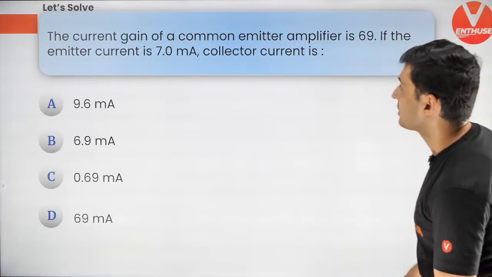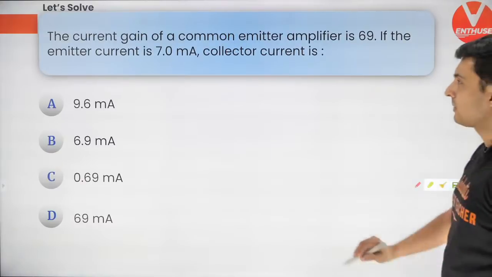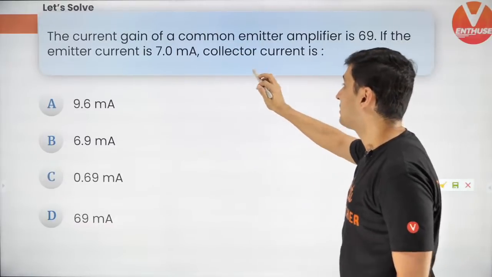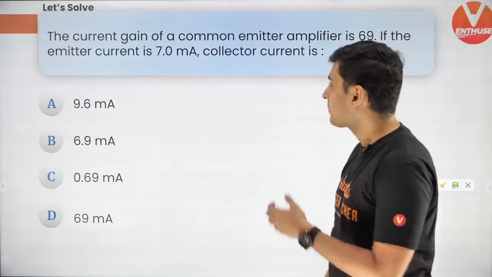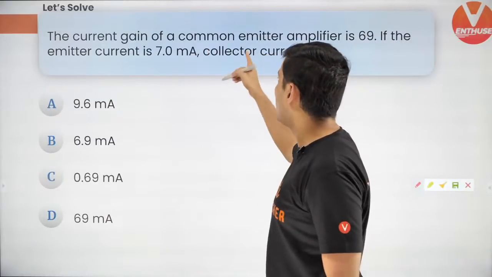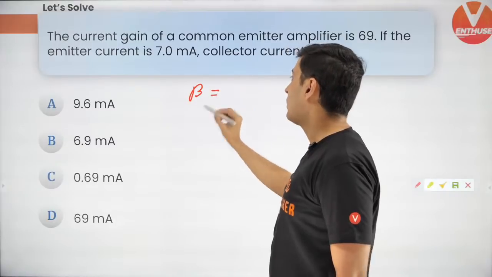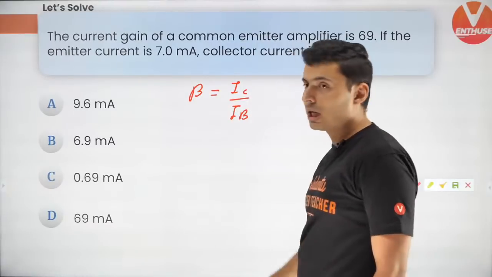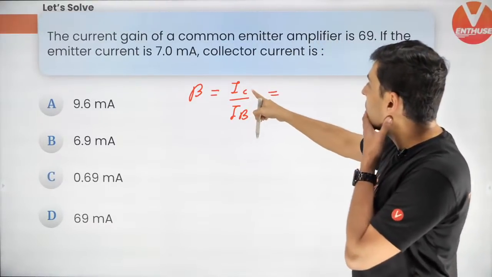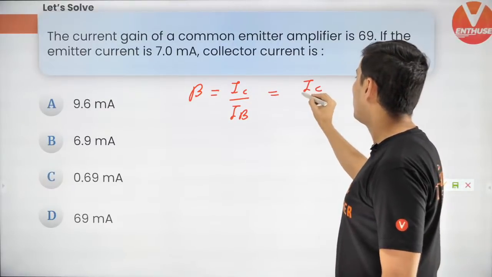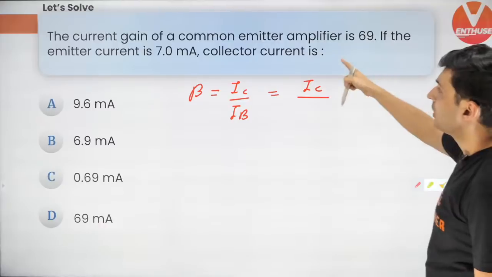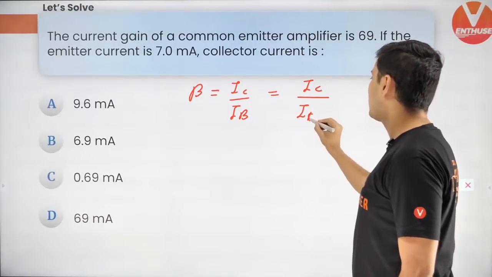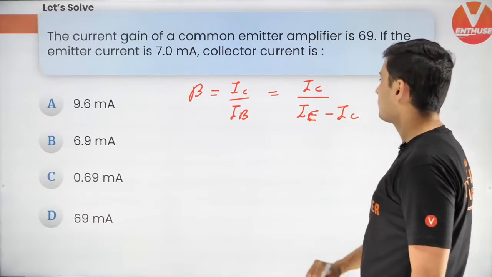Similarly, this question was also very important, guys. Look at this. Current gain is given, and it is 69. If the emitter current is this much, then what is the collector current? Simple guys. The gain of a common emitter amplifier again will be IC by IB. Now, do I know IC? No, in fact, I want to find it out. Do I know base current? No, I don't know the base current. So how do I find the base current? Again, IE minus IC. Use this formula.